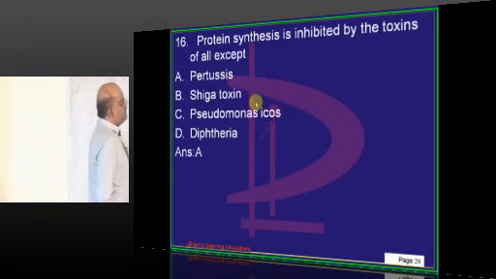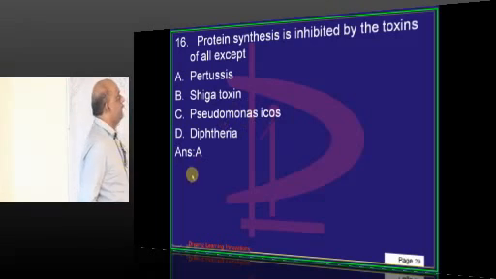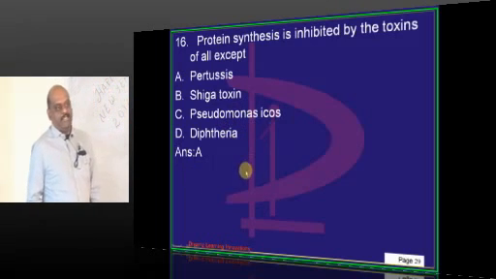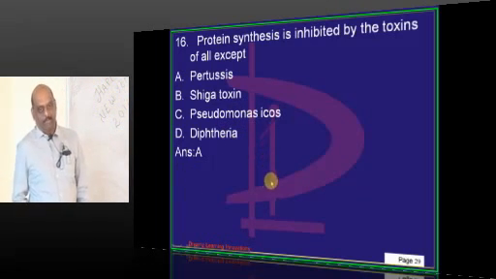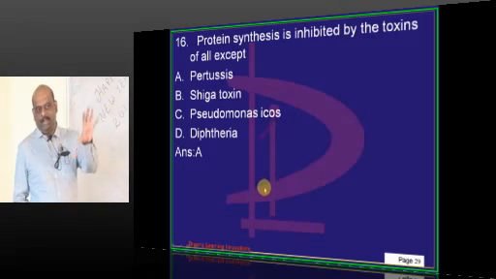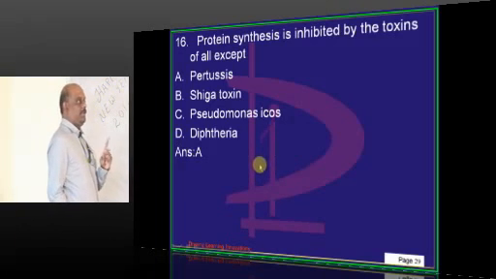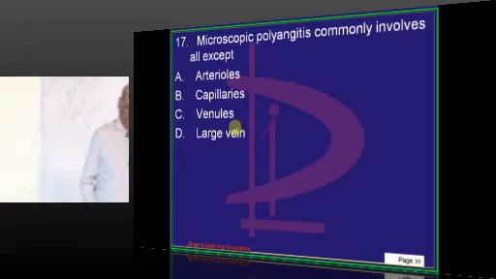Protein synthesis is inhibited by Shiga toxin and diphtheria toxin, but not pertussis toxin, is what you have to appreciate. All toxins, mechanism of action. 5-6 toxins are there: Clostridium, diphtheria, pertussis, E. coli, Shigella, cholera. Right? One toxin, definitely they will ask every entrance you go.